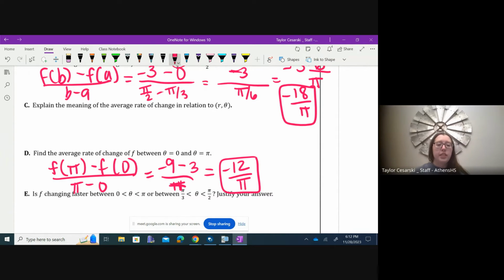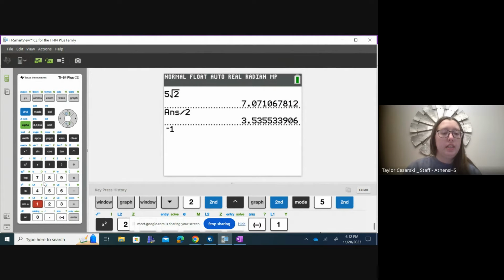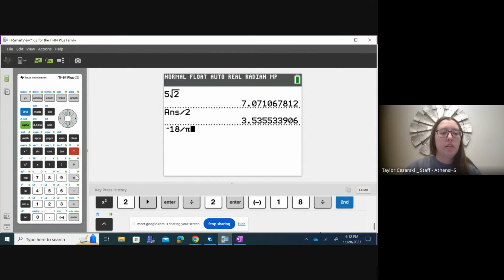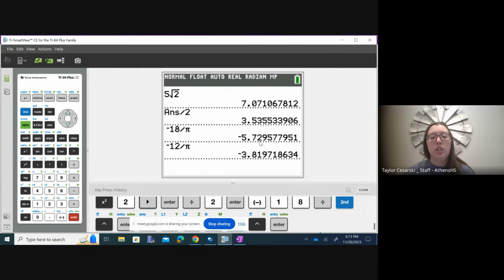So if I'm asking myself, is it changing faster between 0 and pi or pi over 3 and pi over 2? My answer here would be between pi over 3 and pi over 2, because this slope, if you think about average rate of change as slope, would be steeper, if you computed it in your calculator. Negative 18 divided by pi is about negative 5.7. And that's about negative 3.8. So if you think about the absolute value, which one would have the steeper line? They're both negative, but the negative 5.7 is going to change at a faster rate.